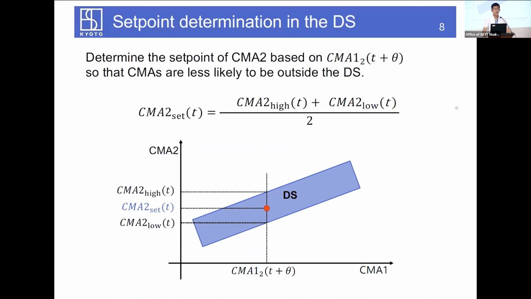Next, I will explain how to determine the set point on DS. When CMA1 is CMA1 at time t plus theta, CMA2 high and CMA2 low are the upper and lower limit values of CMA2 on the DS. CMA2 set t represents the set point of CMA2 at time t. In this study, CMA2 set t is the average of the upper and lower limit values of CMA2, so that CMA1 and CMA2 are less likely to be outside the DS.